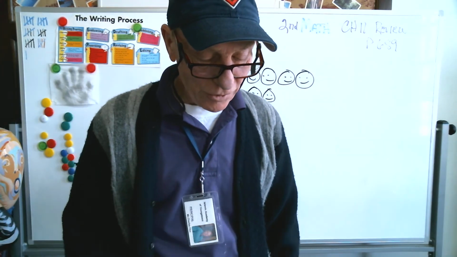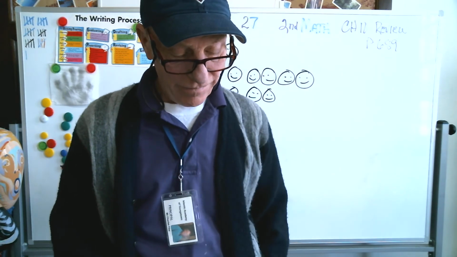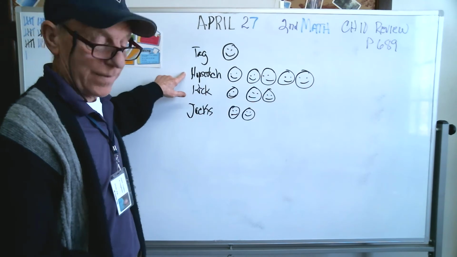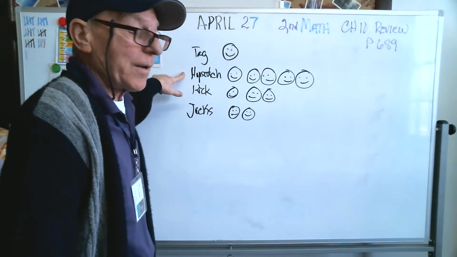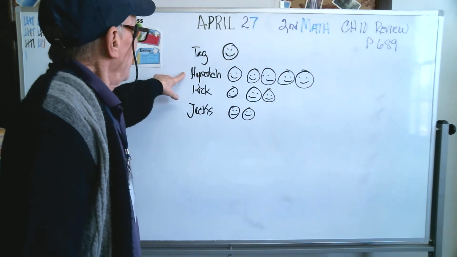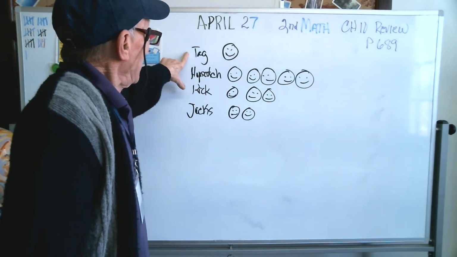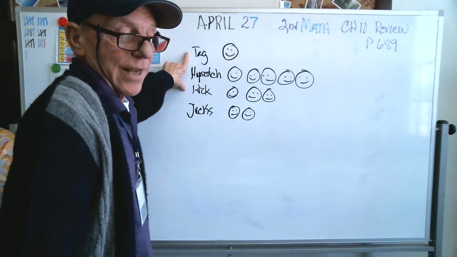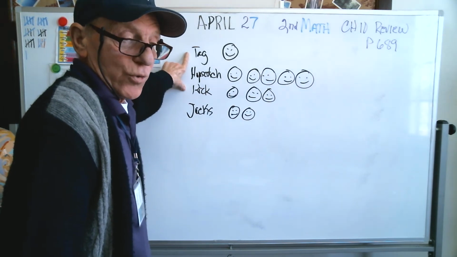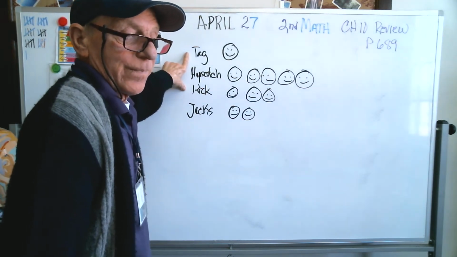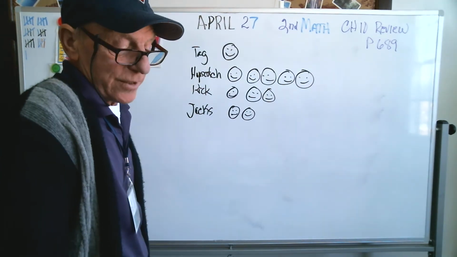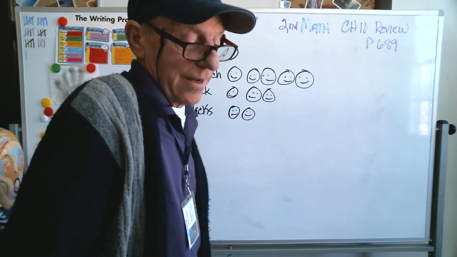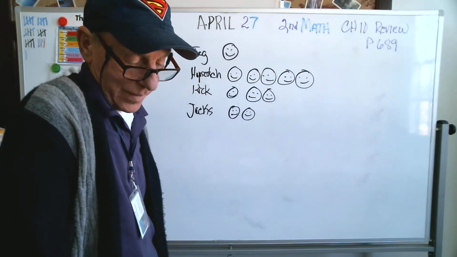How many children chose hopscotch? 5. How many fewer children chose tag than kickball? Well, tag, we had 1, kickball, we had 3. So 2 fewer. Take 3, subtract the 1. It tells you that 2 less chose tag over kickball.